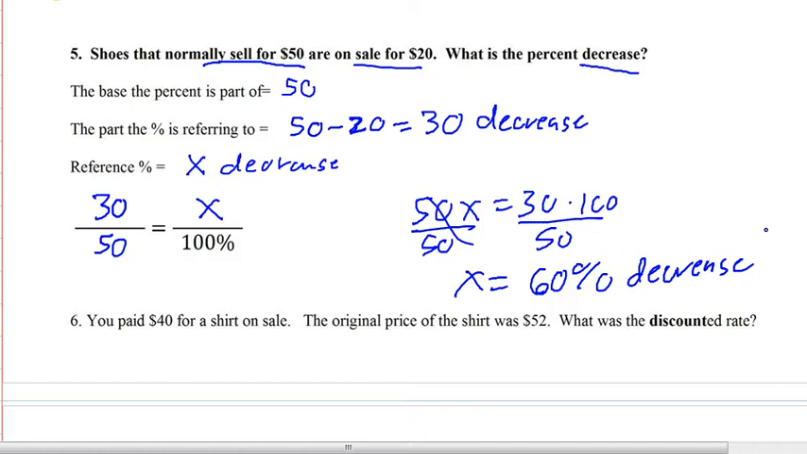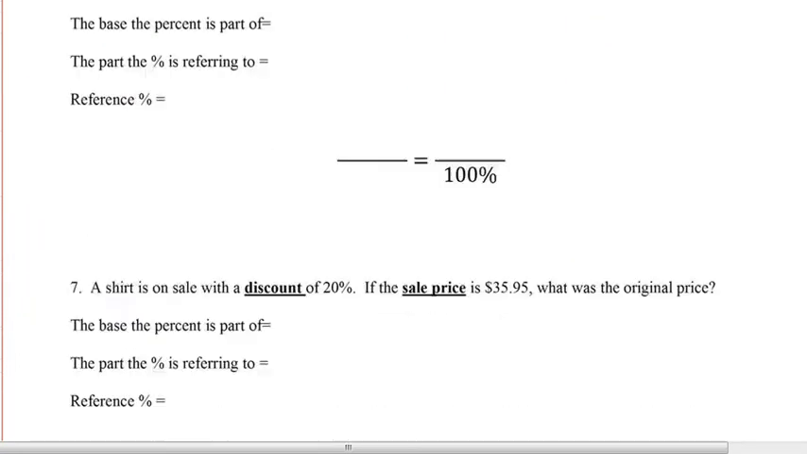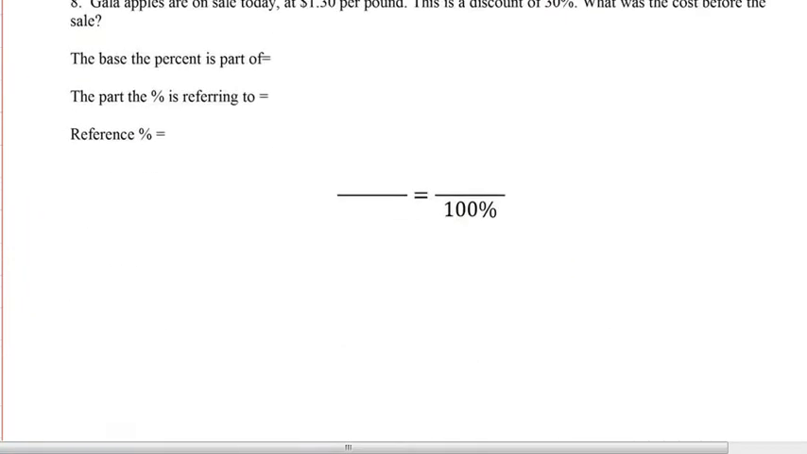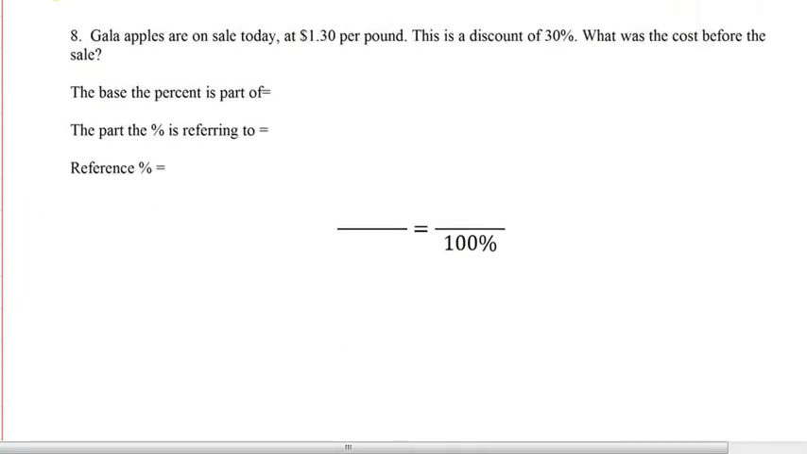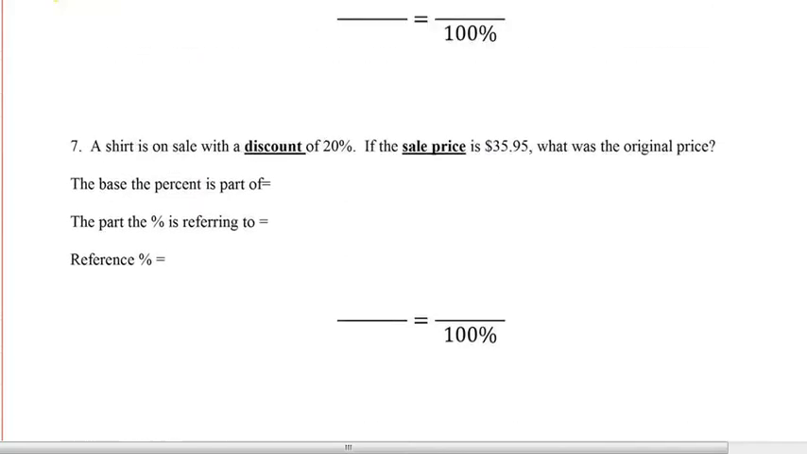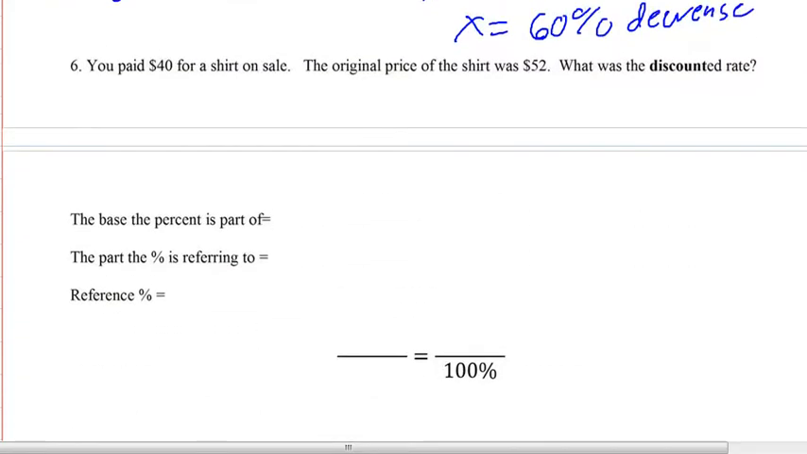How can you check it? Well, if you take 60% of 50, and we've already done mental math, right? So what's 5 times 6? $30. 50 minus 30 would give us 20. So it checks out. All right, here's 3 more problems for you to try. Number 6, number 7, and then number 8. And these all can be very, very tricky. So give them a shot.